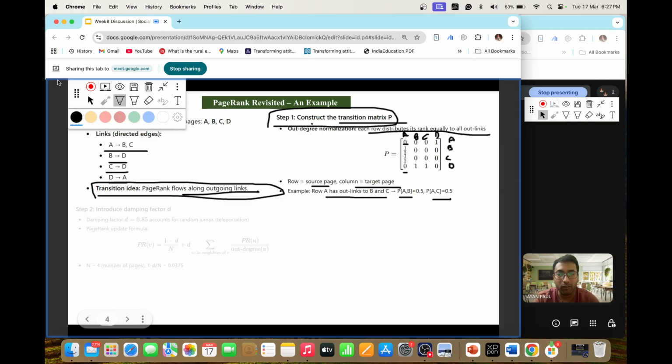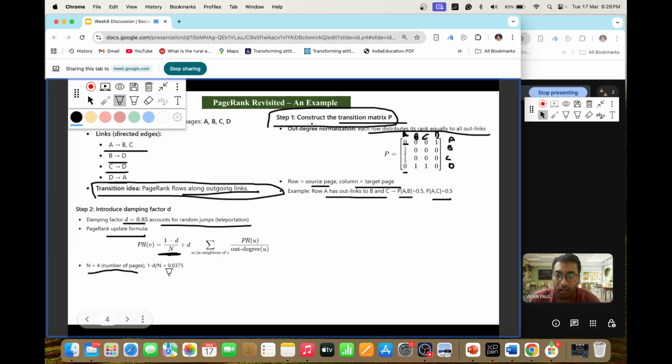And then how will we proceed? Introduce a damping factor d equal to 0.85, which accounts for random jumps or teleportation. This portion is usually the damping factor. This is the PageRank updated formula. If n equals 4, the number of pages, and d is 0.85, then (1 minus d) divided by n gives 0.0375. This is step 2.